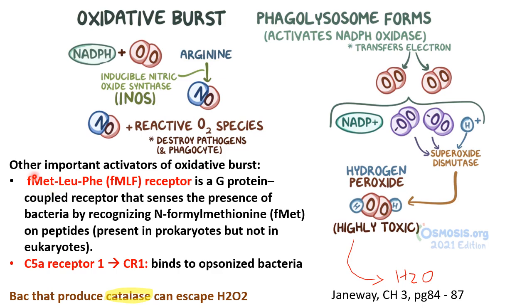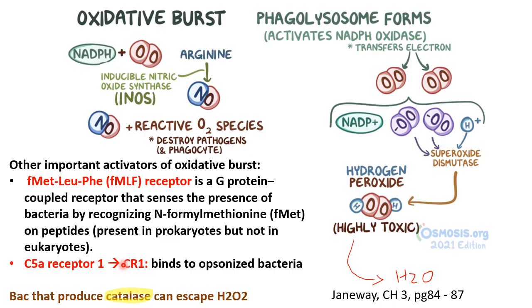So F-methionine, you remember what methionine is when you're making proteins? The start amino acid for formation of proteins. Since bacteria have a different amino acid that starts the proteins, it's a good idea for your phagocytic cells to have a sensor to detect that very basic difference between proteins that are from bacteria. So this G protein-coupled receptor also activates this respiratory burst.